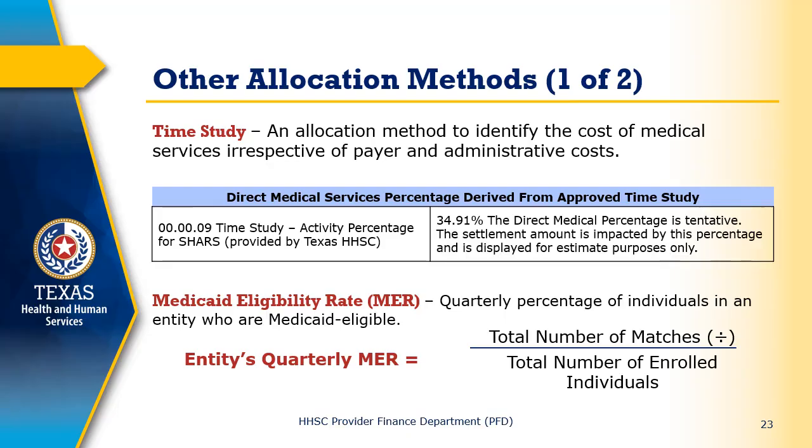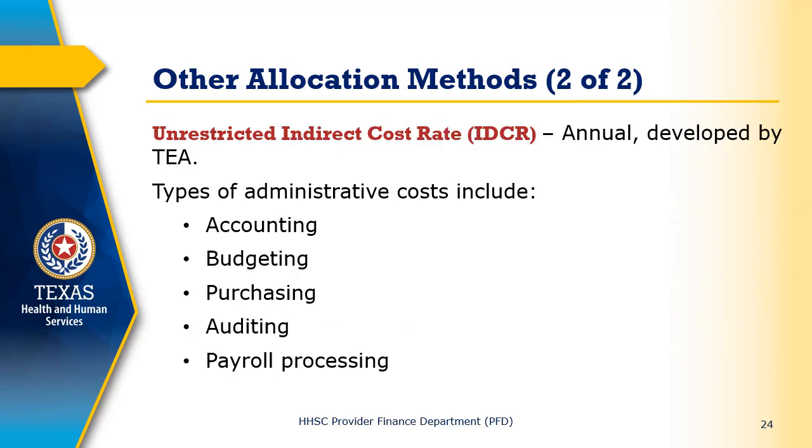Medicaid eligibility rate calculates the percentage of individuals in an entity who are Medicaid eligible quarterly. The quarterly MER is calculated by dividing the total number of matches from the Medicaid eligibility file to enrollments in PIMEs, then divide by the total number of enrolled individuals.